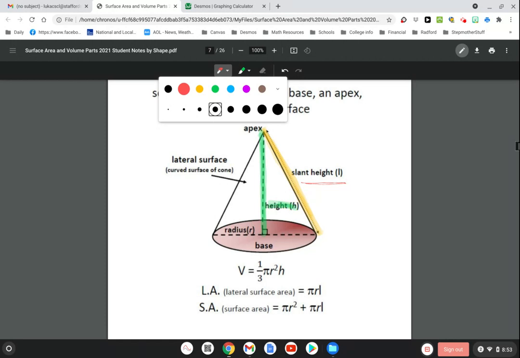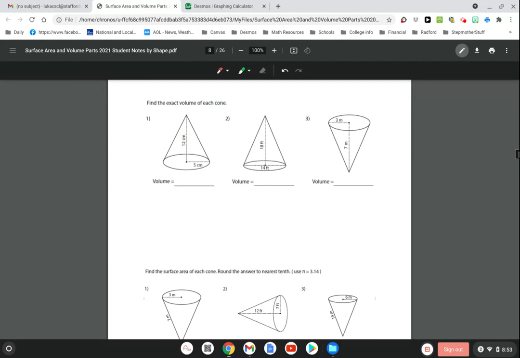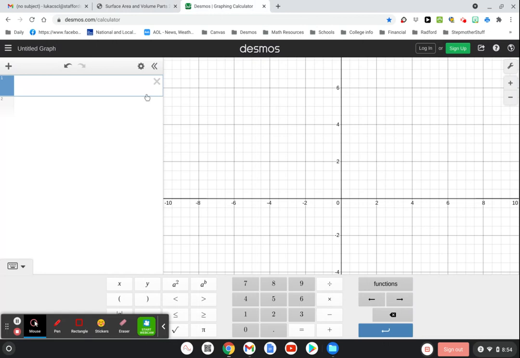Okay, so let's try some examples. 1/3 pi r squared h for the volume. 1/3 times pi. Now they've given me my r. My r is the radius of the circle. So that's going to be 5 squared times my h, which is 12. So that's great. We can just go straight to the Desmos calculator and we can plug that in.